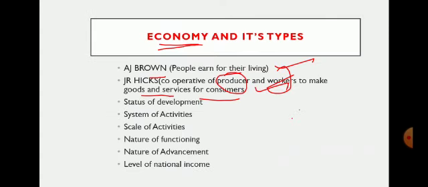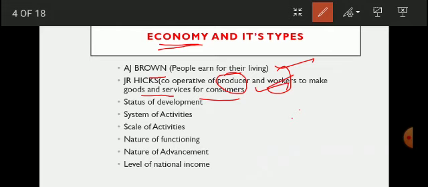The next, economy and its types. On this slide, you have to remember two author names: one is A.J. Brown and another one is J.R. Hicks. According to A.J. Brown, an economy is how people earn their living. According to J.R. Hicks, an economy is the cooperation of producers and workers to make goods and services for the consumer.